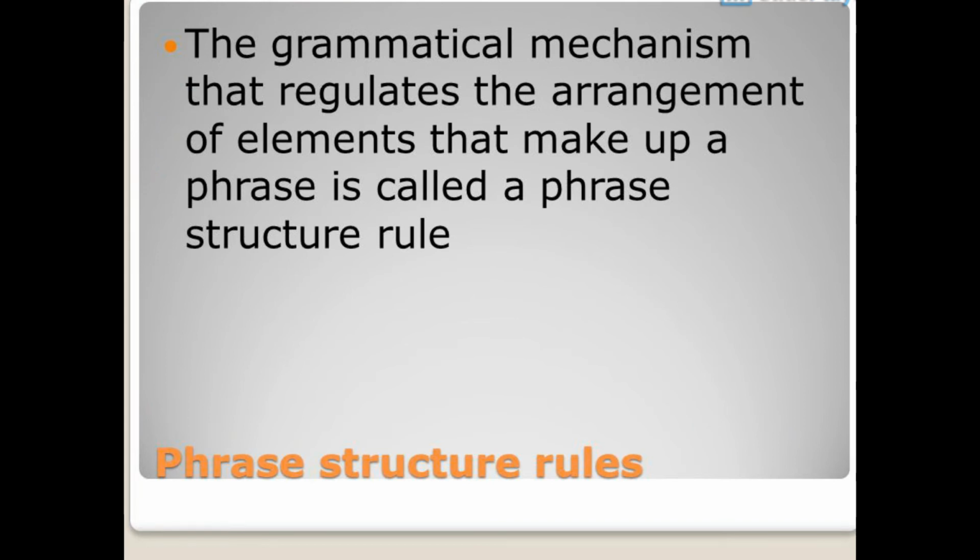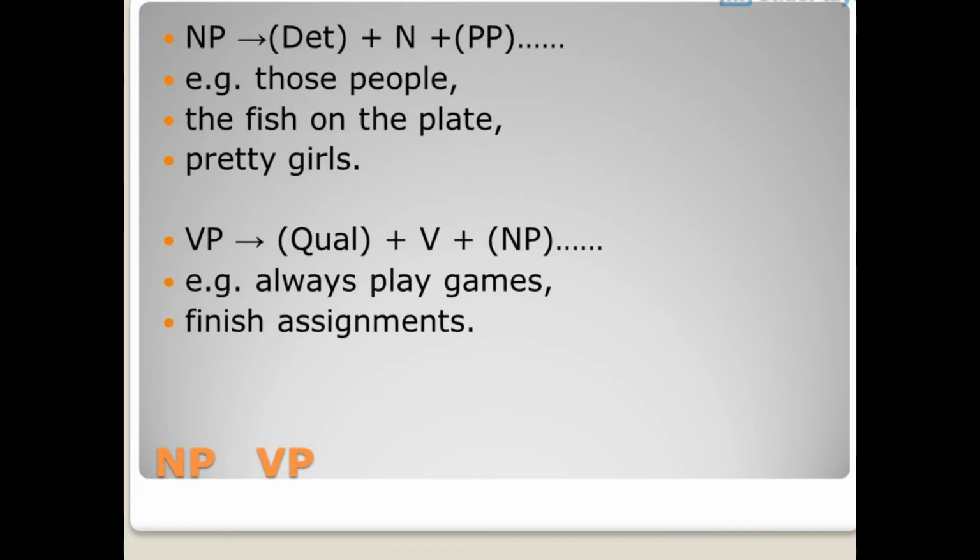Phrase structure rules. The grammatical mechanism that regulates the arrangement of elements that make up a phrase is called a phrase structure rule. NP → (Det) + N + (PP), for example, those people, the fish on the plate, pretty girls. VP → (Qual) + V + (NP), for example, always play games, finish assignments.